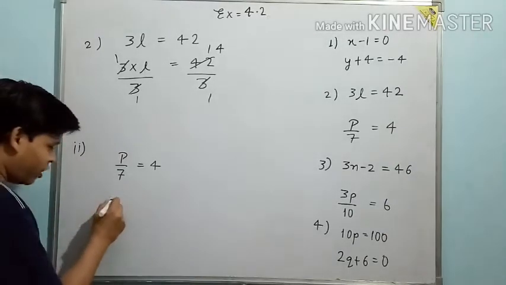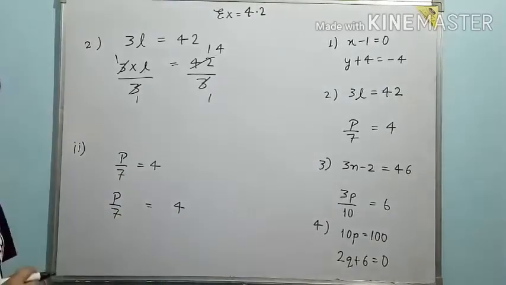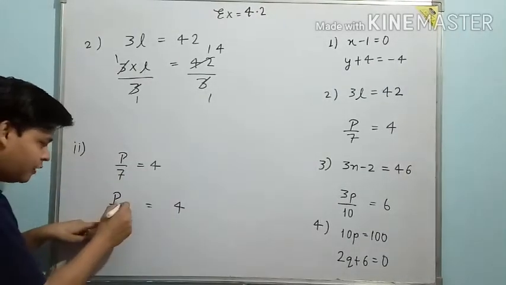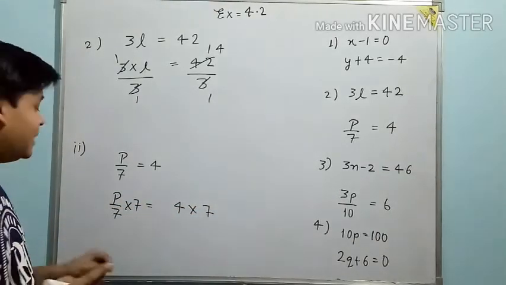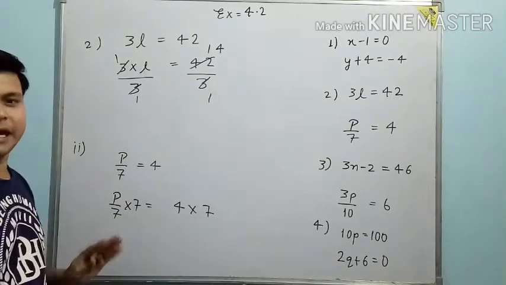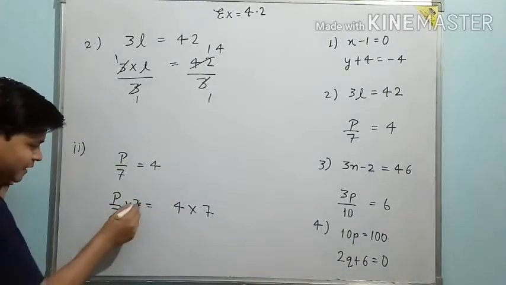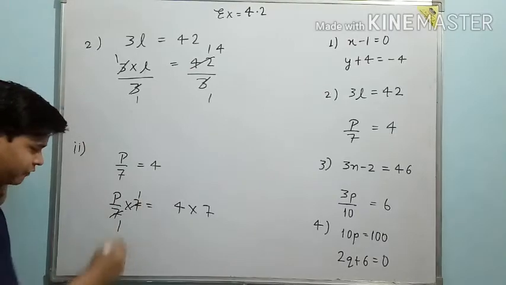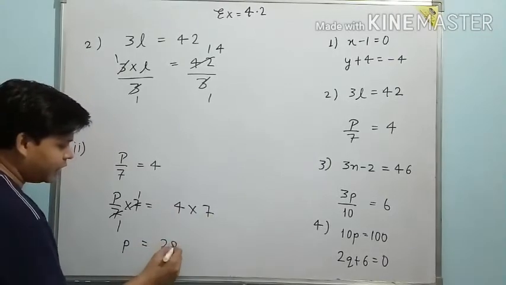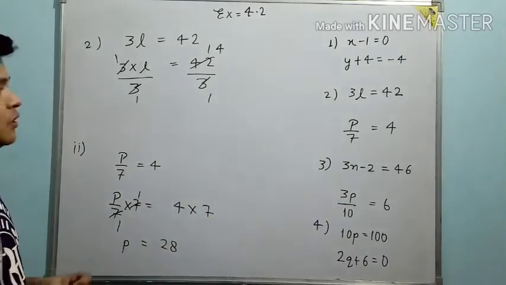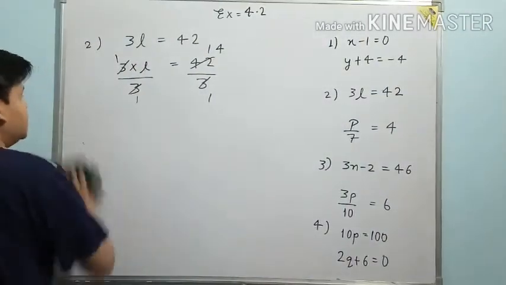So that means we all know what we have to do. P upon 7 equals 4. First of all, copy the same. Now p is divided by 7. So we will multiply by 7 in both the sides. Keep in mind, it is very important to understand that whatever we are doing will be done in both the sides, in LHS and in RHS, to keep the balance. Now 7 is cancelled by 7 one time, and here we are left with only p, and here you can multiply both the numbers. 4 times 7 is 28. So p is equals to 28. It is the answer of this given question. I hope you would have understood. Next is question number 3.